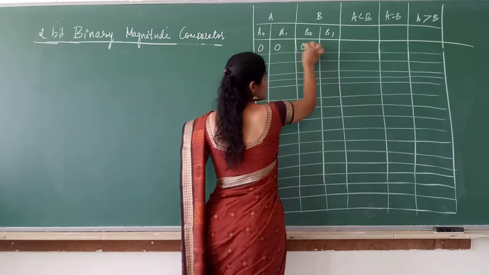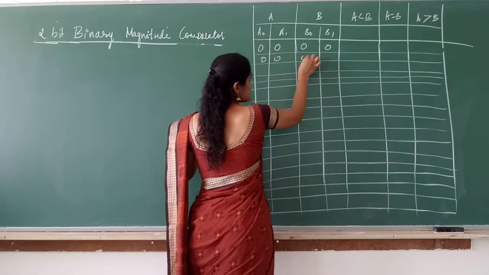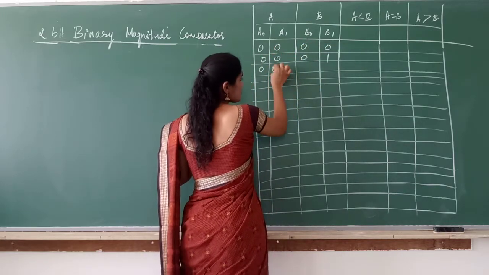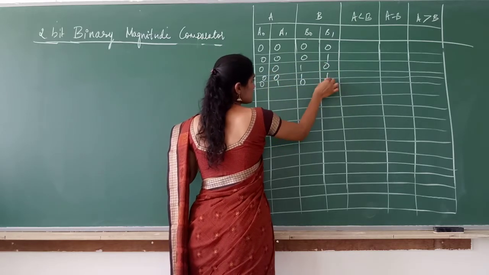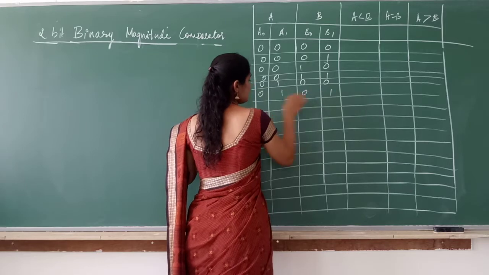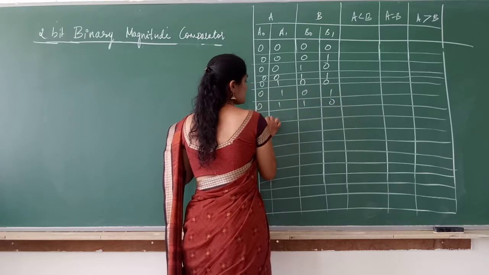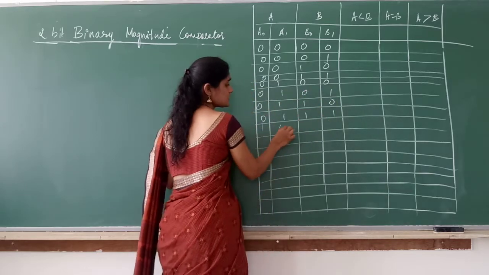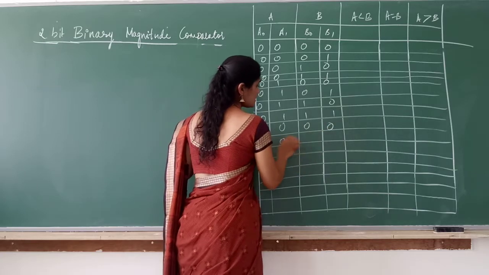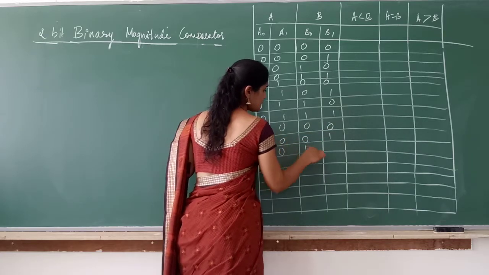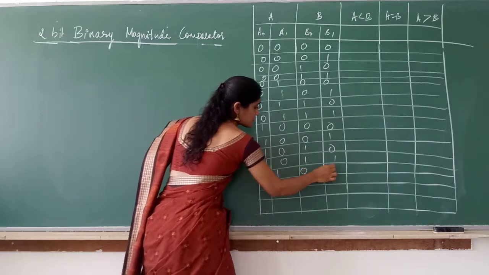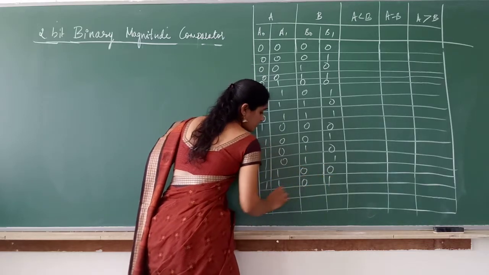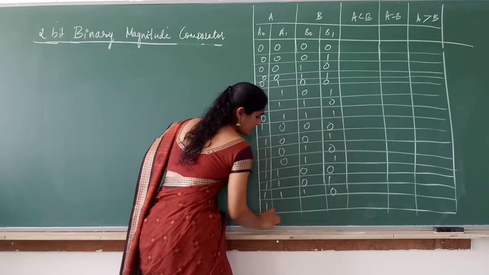0, 0, 0, 0, 0, 0, 0, 1, 0, 0, 1, 0, 0, 0, 1, 1, 0, 1, 0, 0, 0, 1, 0, 1, 0, 1, 1, 0, 0, 1, 1, 1, 1 0 0 0 1 0 0 1 1 0 1 0 1 0 1 1. Next 1 1 0 0 1 1 0 1 1 1 1 0 1 1 1 1.